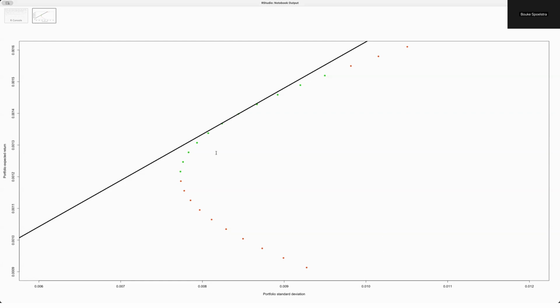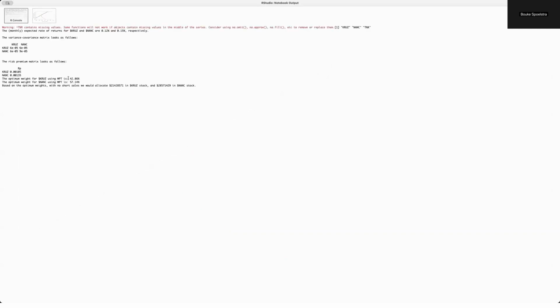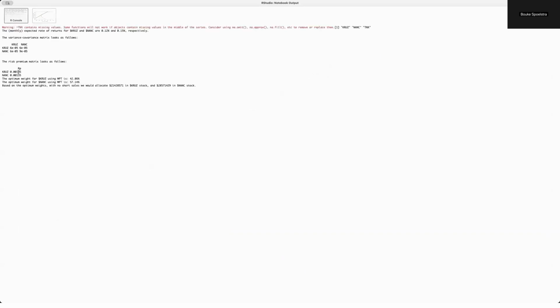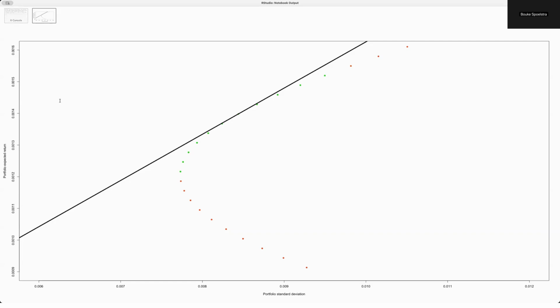As you can see, the green points are the points where there is no short sale allowed, and the red points are the points where there is short sale allowed. And again, where the capital allocation line intersects, those are going to be the optimal weights, the Sharpe ratio maximization weights. So these are our answers. This is our final answer, the amount that we allocated, and the returns and the variances. So this is basically all we would need for that.